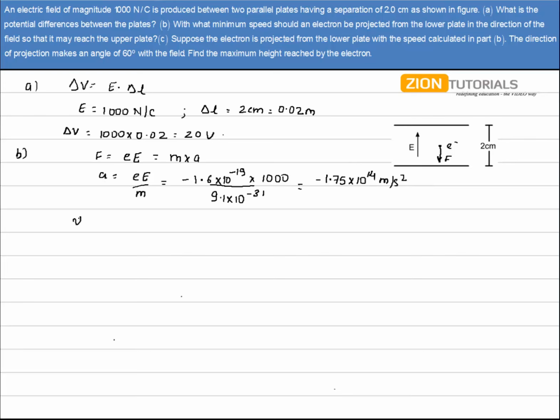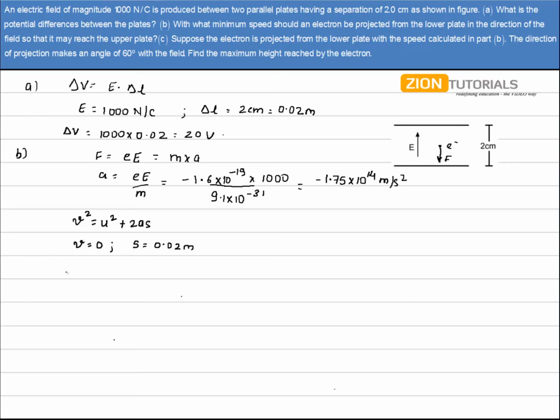Now I'm using the equation v square is equal to u square plus 2as, because we had to calculate the velocity with which it has to be projected. Now since it is just about to reach the upper plate, v will be equal to 0. We know the acceleration from the above equation, and s is given as 0.02 meters.